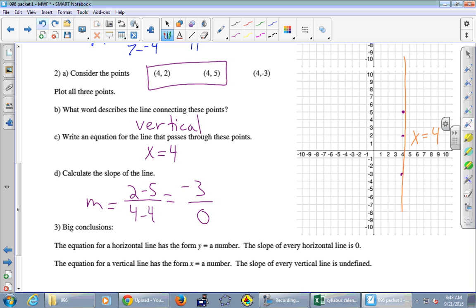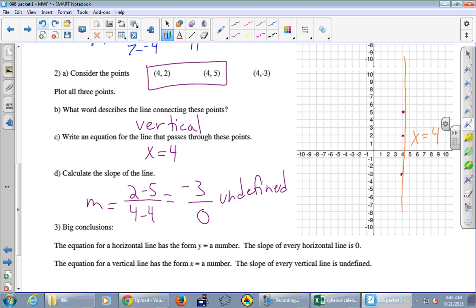What is -3 over 0? It is undefined. Some people are tempted to say that that is equal to 0. It isn't. It is undefined. You've been taught from a young age that you are not allowed to divide by 0. So what is the slope of this vertical line? It is undefined. Undefined is the slope.